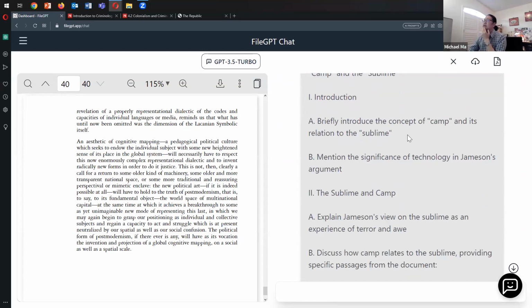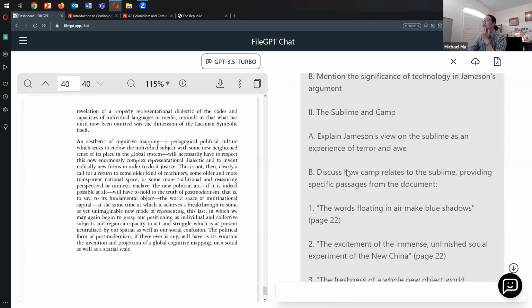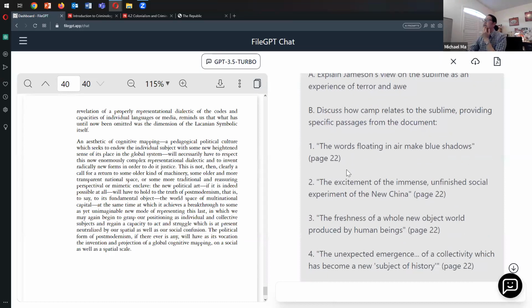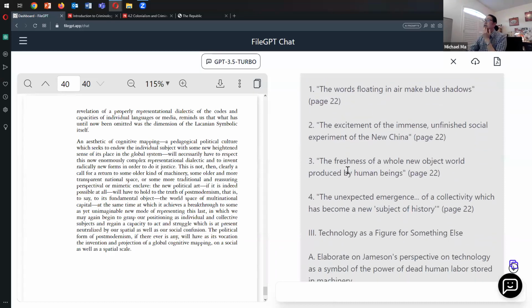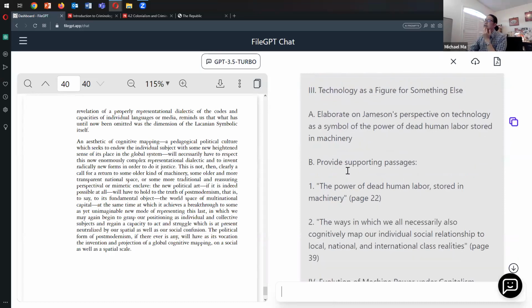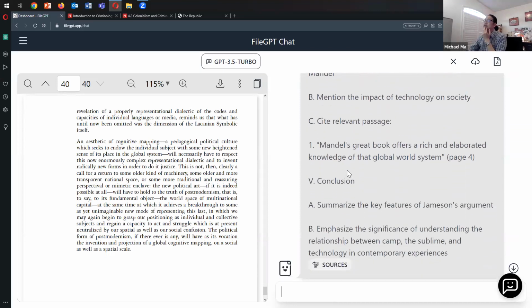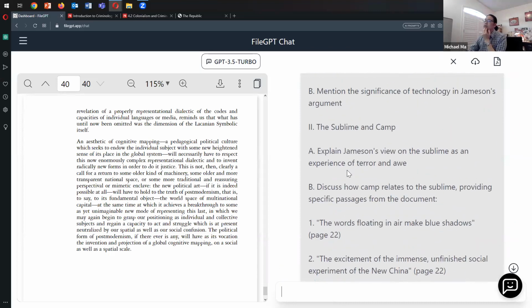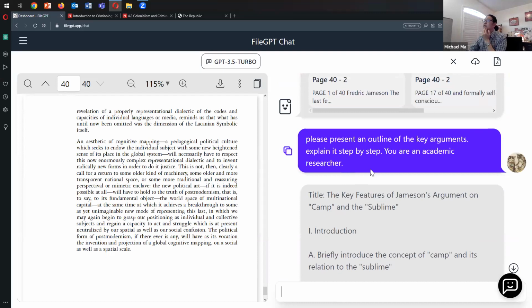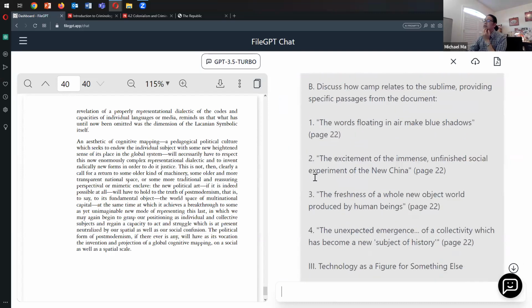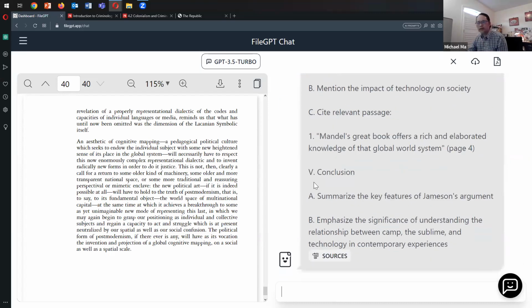Introduction. Okay, again, it wants to talk about the camp and the sublime. Okay. Discuss. Oh, it's asking questions. Oh, this is strange. Yeah, it is a strange summary. I don't like this summary whatsoever. Yeah. Okay. So, anyways, I feel that there's... Okay, I'm going to stop sharing.